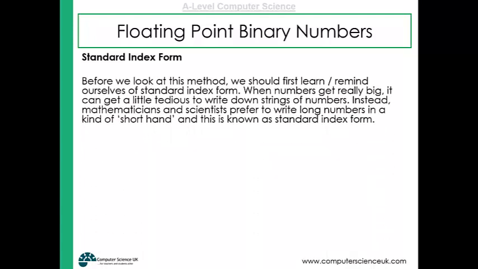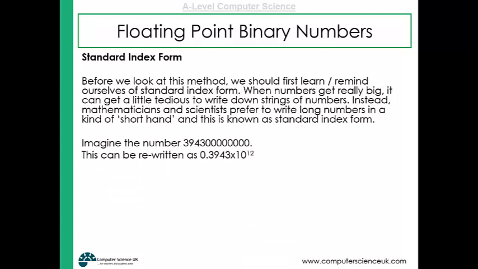So when numbers get really big, it can be quite annoying to write down strings of zeros and zeros and zeros. And what mathematicians and scientists sometimes prefer to do is to write long numbers in a kind of shorthand known as standard index form. So if you imagine this value here, we could actually rewrite that as 0.3943 times 10 to the 12.